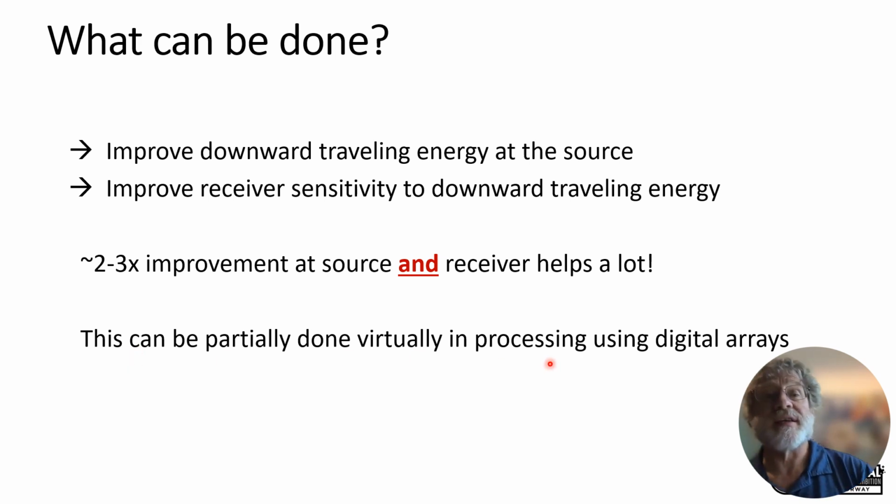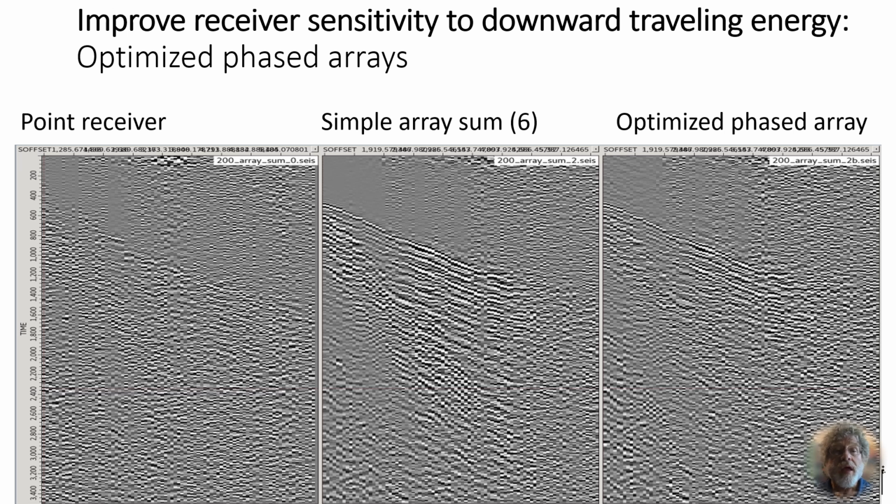Now, more data density in the cross-line direction also helps, but it helps only marginally, and it can be expensive. So let me show you some examples of using this digital array trick to improve the downward traveling energy. Here I have data from the Netherlands scan data. It's a publicly available data set, and the nice thing is it had receiver spacing of 5 meters, so I could dynamically create arrays.